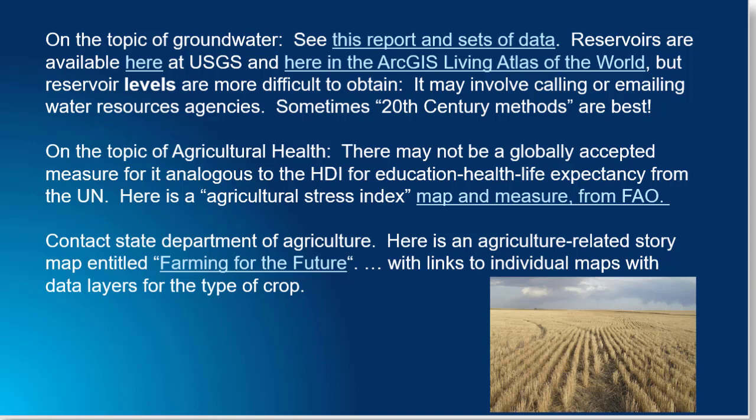Agricultural health, I found some mixed results there. An agricultural stress index from the Food and Agricultural Organization. State Department of Agricultures are good sources. There's also a story map with some links to individual map data layers. So sometimes story maps actually provide some links that are useful, even if it's not a portal like an ArcGIS Hub.